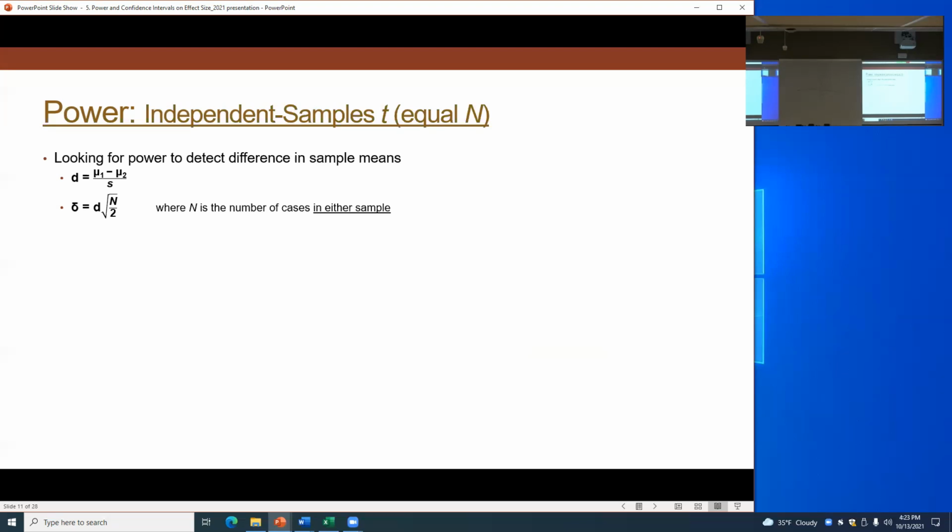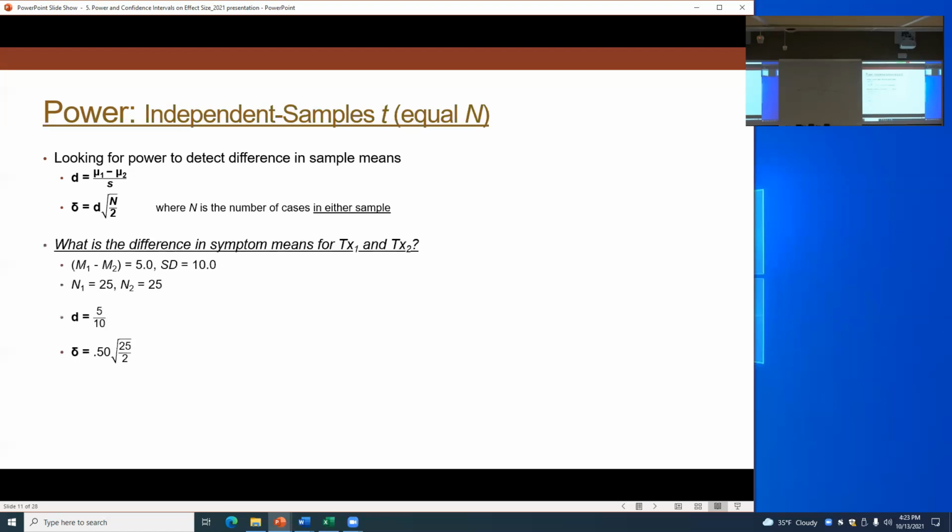Sigma is just a little bit different for our independent sample test. It's just d times the square root of n over 2, where n is the number of cases in either sample, right? This is my cell size here. Be careful because you'll get this turned around, not the full sample, just our individual samples. Okay. So let's say that I'm looking for the difference in symptom means for treatment 1 and treatment 2. Okay. So I know that mean 1 minus mean 2, I get a 5-point difference with a standard deviation of 10 with 25 and 25 going on right here.